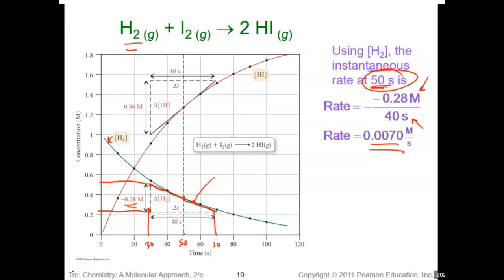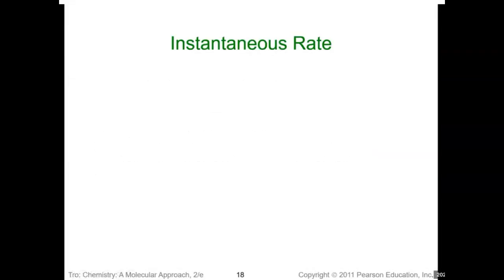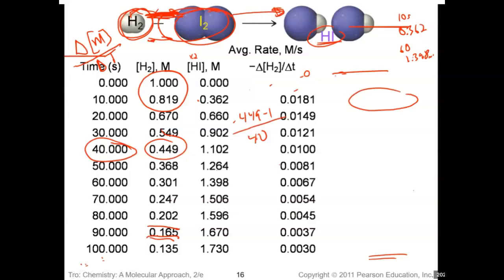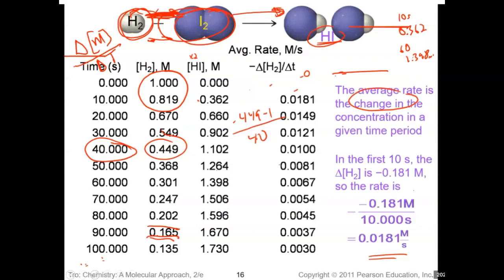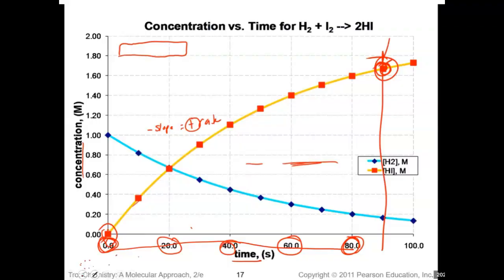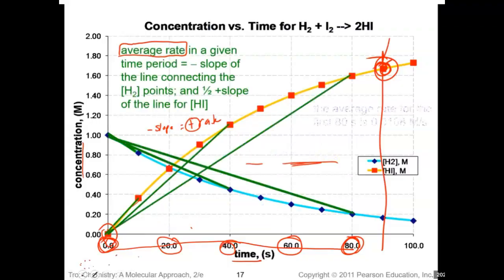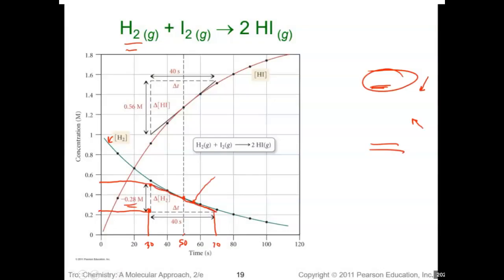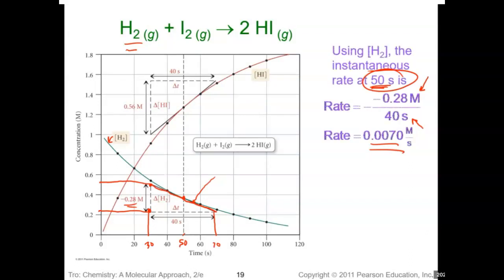Now I'm going to go back. At 50 seconds, we saw that our average rate was 0.0081, so it was not the same, and that was just measuring over 5 seconds. There's a difference in our rate. Our instantaneous rate is more precise than our average rates, although instantaneous rates are super annoying, so we try not to do them very often. The instantaneous rate is the slope of a tangent line.